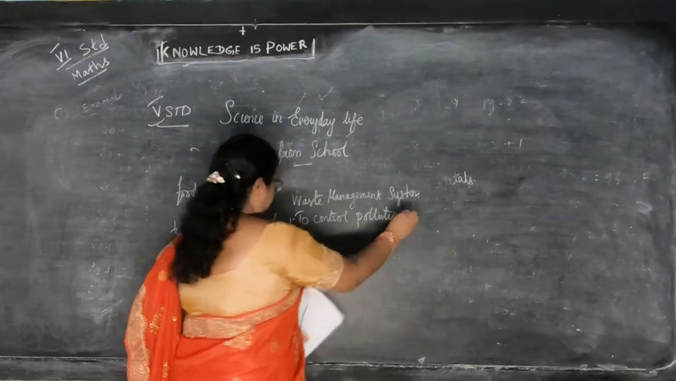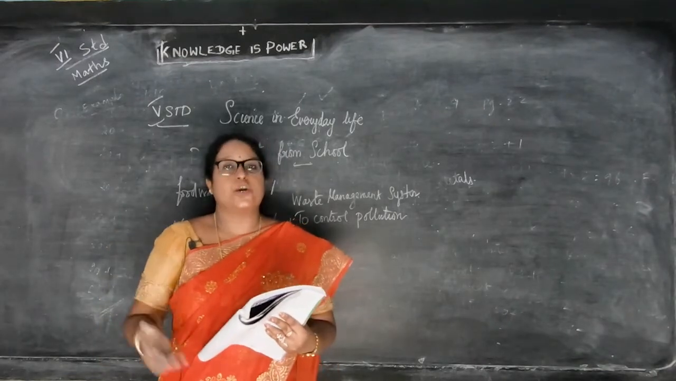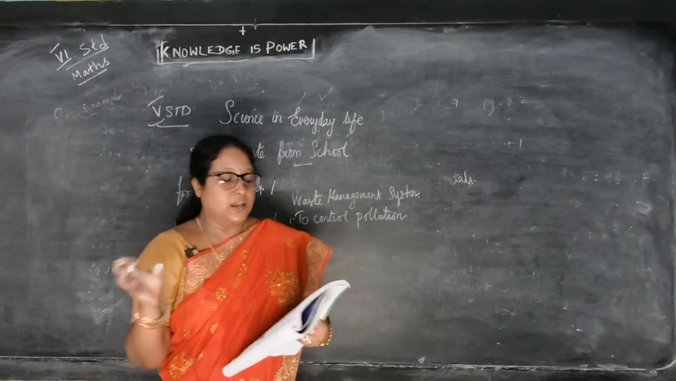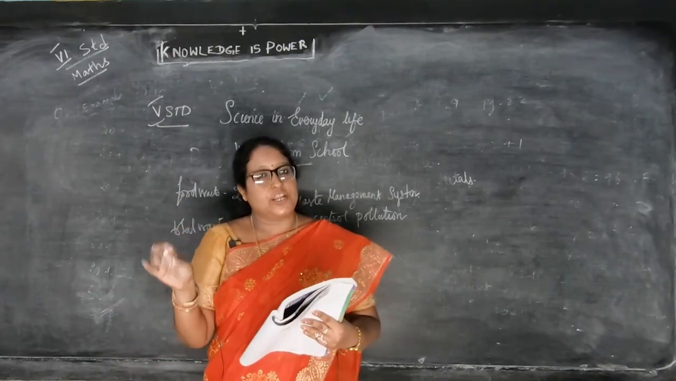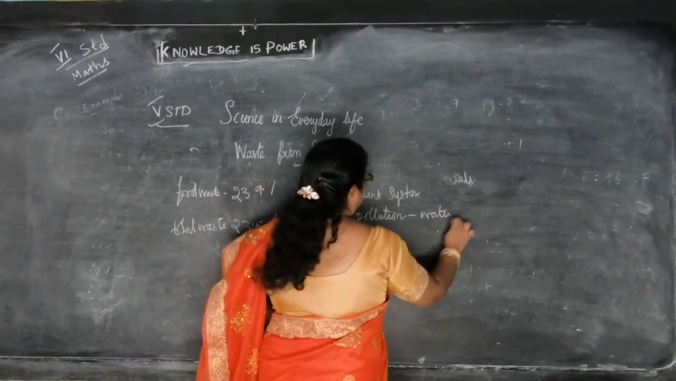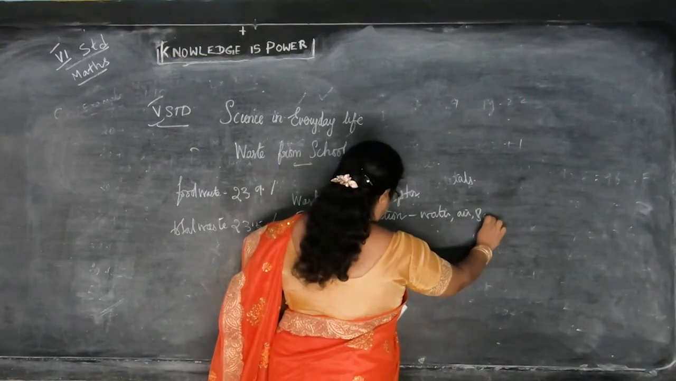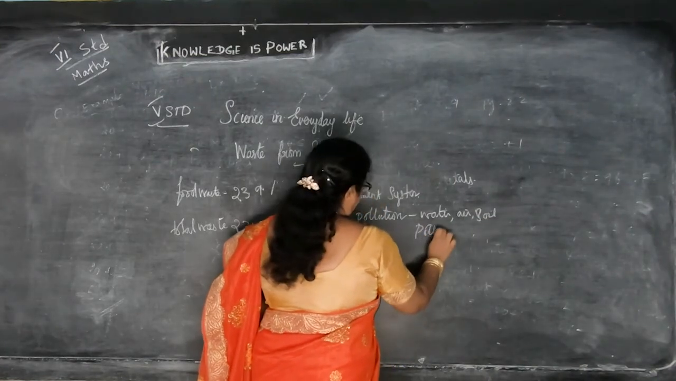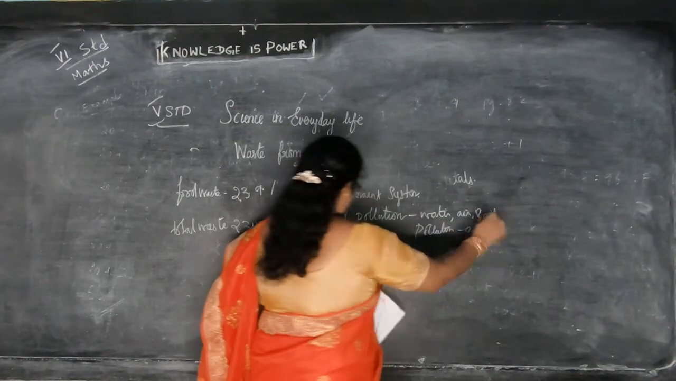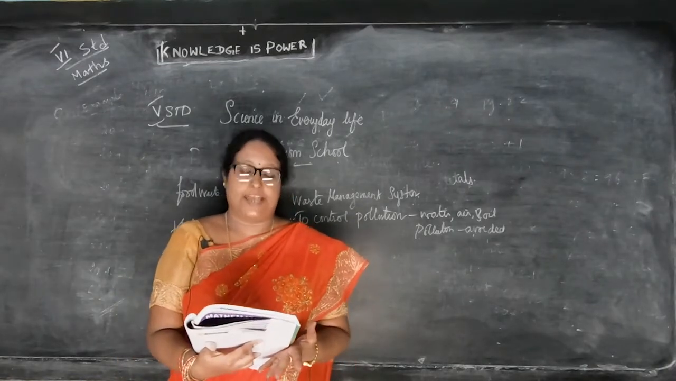So, to control pollution, various pollutions like water pollution, air pollution and soil pollution can be avoided. Okay. So, to avoid this pollution, what we have to do? Water, air and the soil pollution can be avoided.